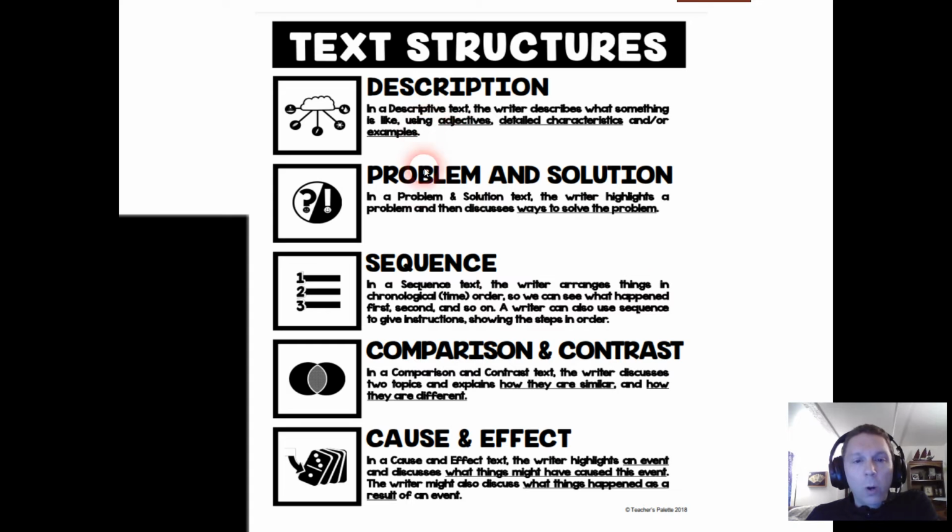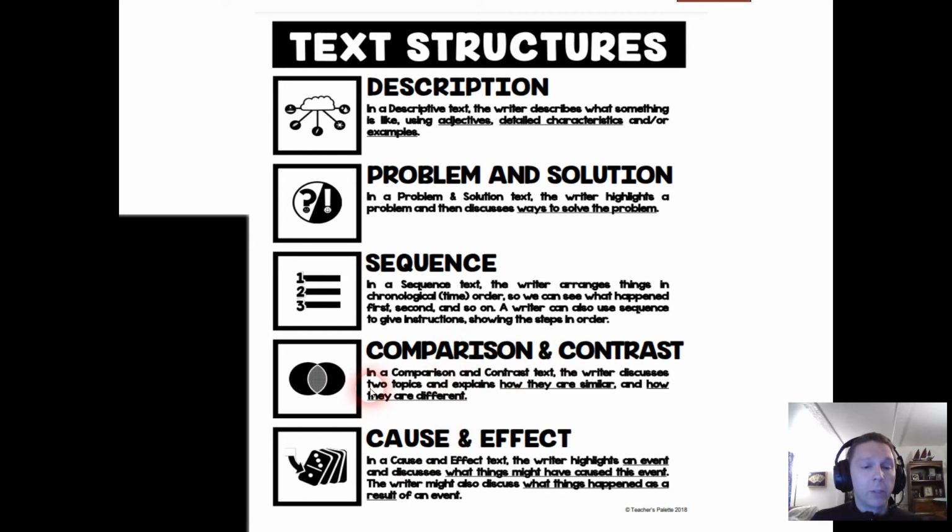Let's remember that there are five text structures that you really need to know for next week when you take the NWEA. We have descriptive or description texts, which just describe something in detail. There are problem and solution texts that describe a problem and maybe ways to solve it, or a problem in the past and how it got solved. Sequence, which you probably remember was also called chronological, where they put something in timeline order and tell you how something happened step by step in order.